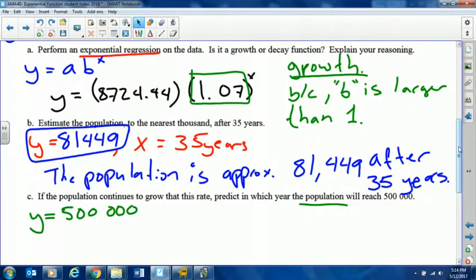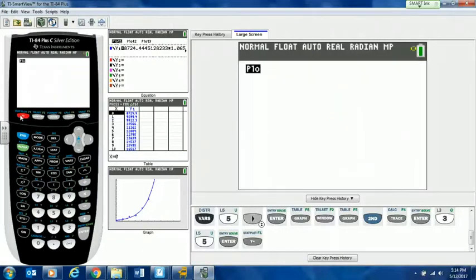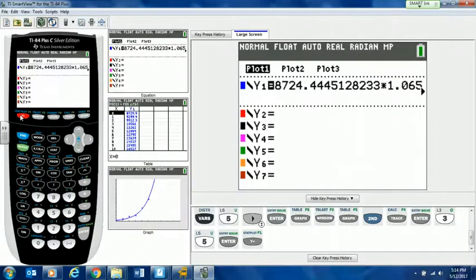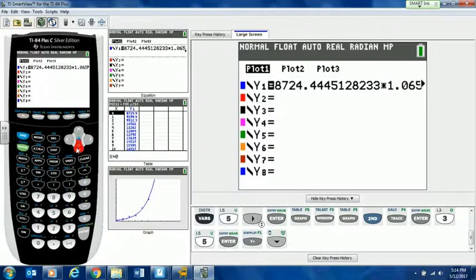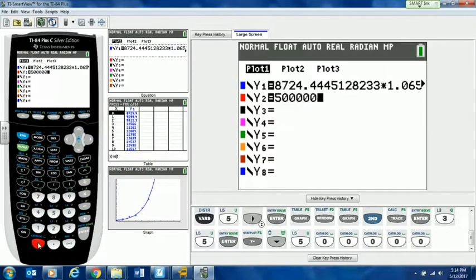Okay, so now we have to actually go and input into our calculator. Now, we're not going to do the same thing as in question B and press second calc and then just put in 35, because that's for our X value. For our Y values, what we're actually going to be doing is you press the Y equals button and you go down to Y2 and then put in the value for Y that you're looking for. In this case, it's 500,000. Well, there we go. So now that I have that, I'm going to go ahead and graph it.